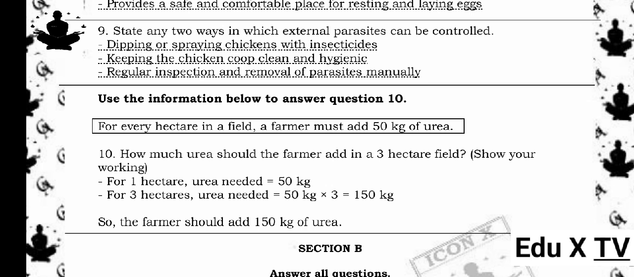Use the information below to answer question 10. For every hectare in a field, a farmer must add 50 kg of urea. 10. How much urea should the farmer add in a 3-hectare field? (Show your working.) For 1 hectare, urea needed equals 50 kg. For 3 hectares, urea needed equals 50 kg multiplied by 3 equals 150 kg. So, the farmer should add 150 kg of urea.